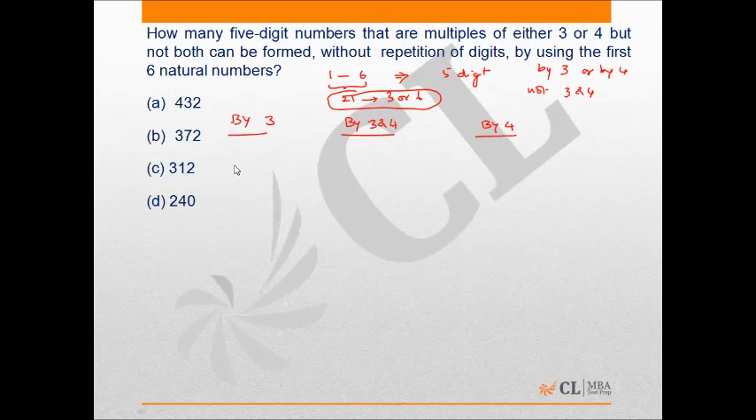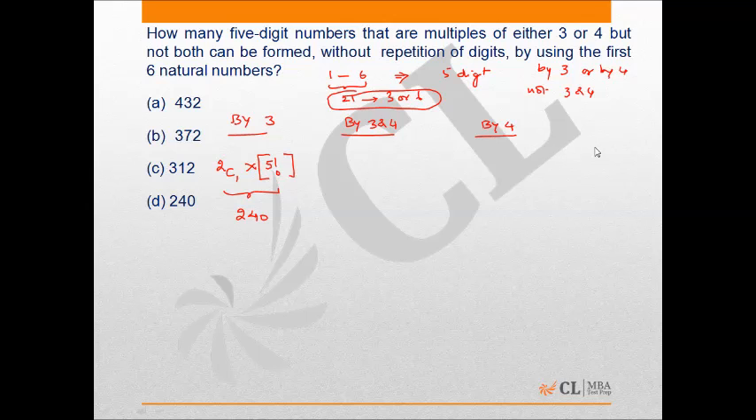There are two options for removing a number, and once we exercise the two options, the remaining numbers can now be arranged in 5 factorial ways. Hence, the total number of 5-digit numbers divisible by 3 is 240.